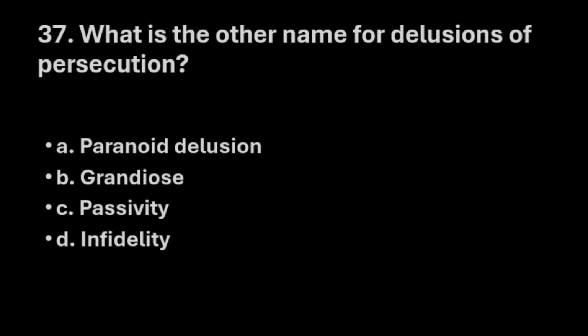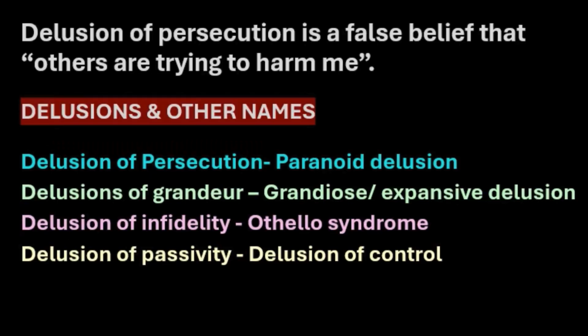Next question. What is the other name of delusions of persecution? Option A, paranoid delusion. Option B, grandiose. Option C, passivity. Option D, infidelity. Let us see the right answer. The right answer is option A, paranoid delusion.